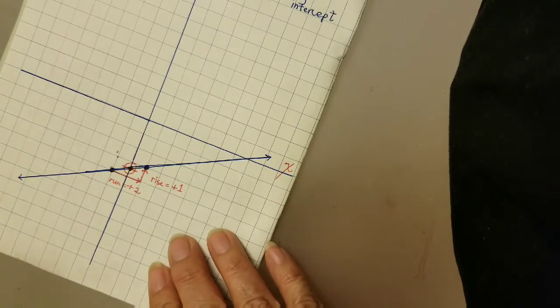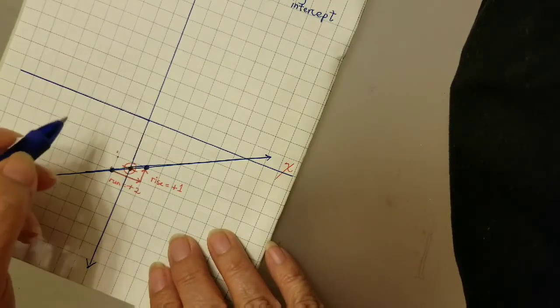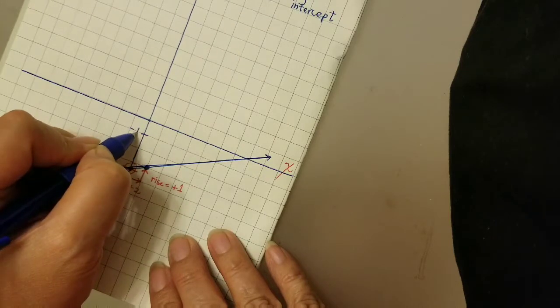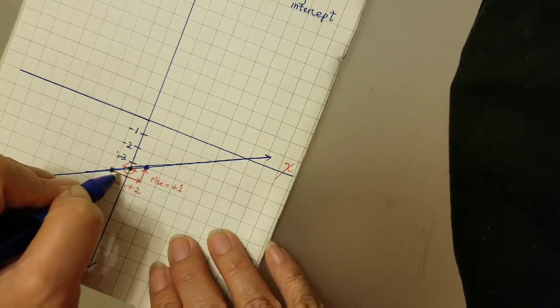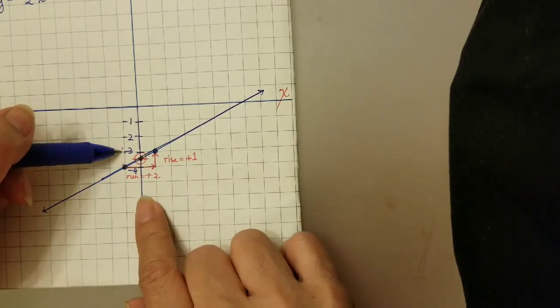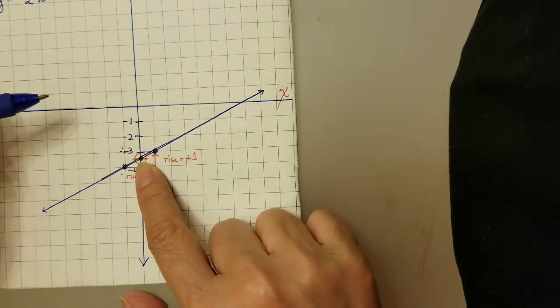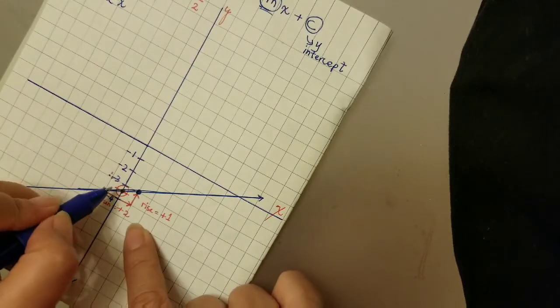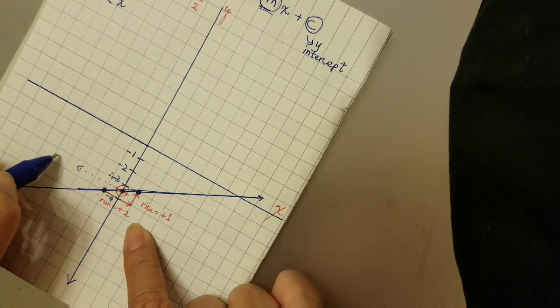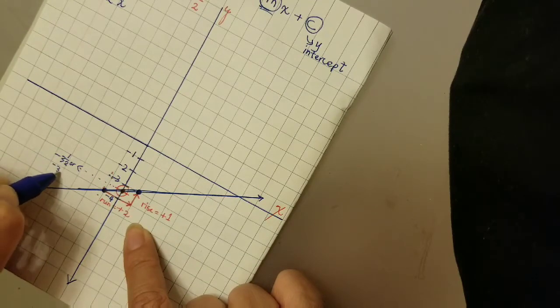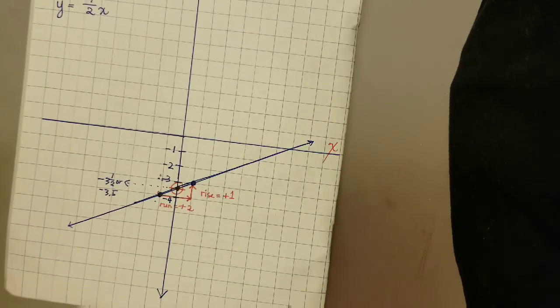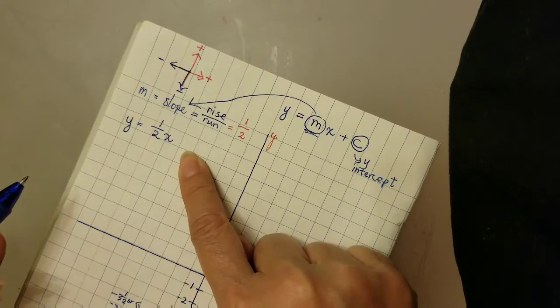So let's count. Remember, going down is negative, okay? So this would be -1, -2, -3, -4. So if this is -3 and this is -4, what value would that be? In between 3 and 4, so this would be -3.5. Okay, so if you want to use fractions, mixed numbers, or decimals, it's up to you. So let us complete our formula.